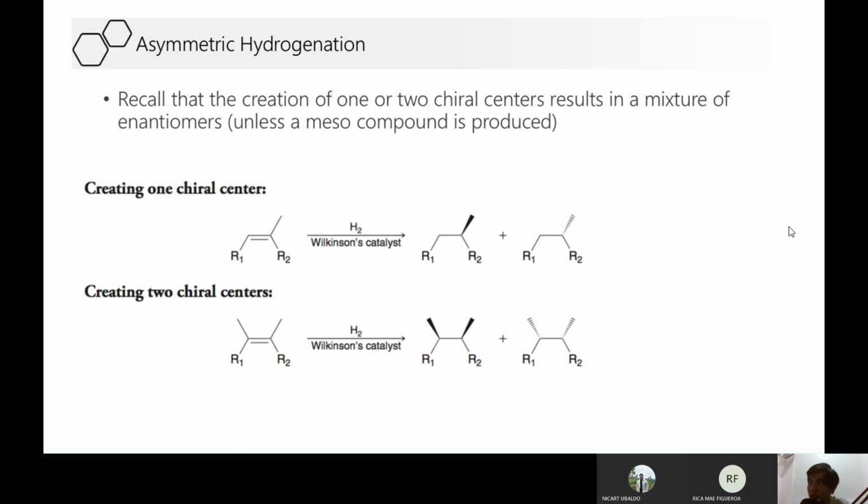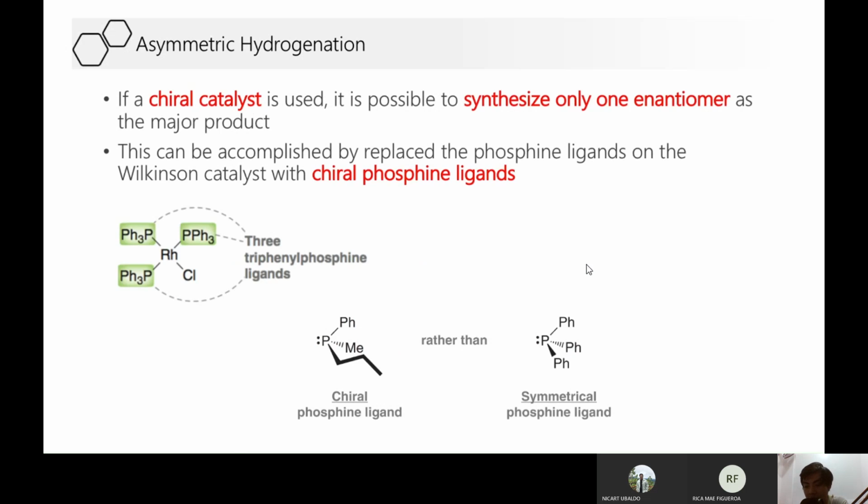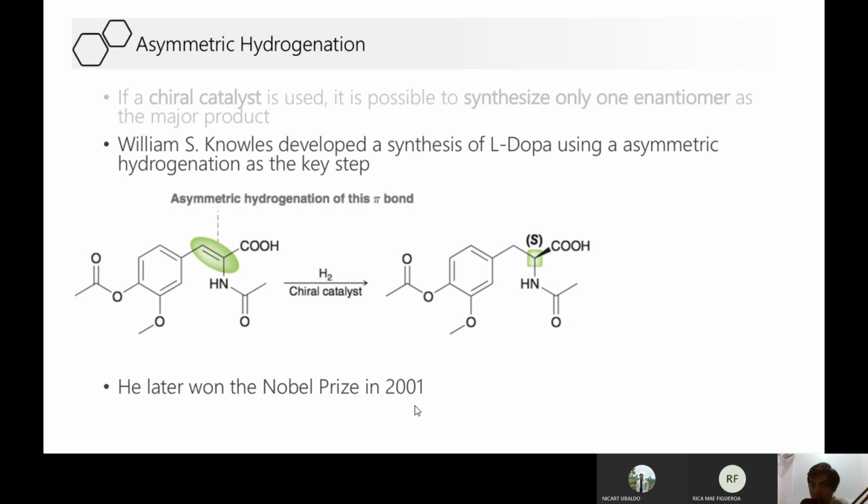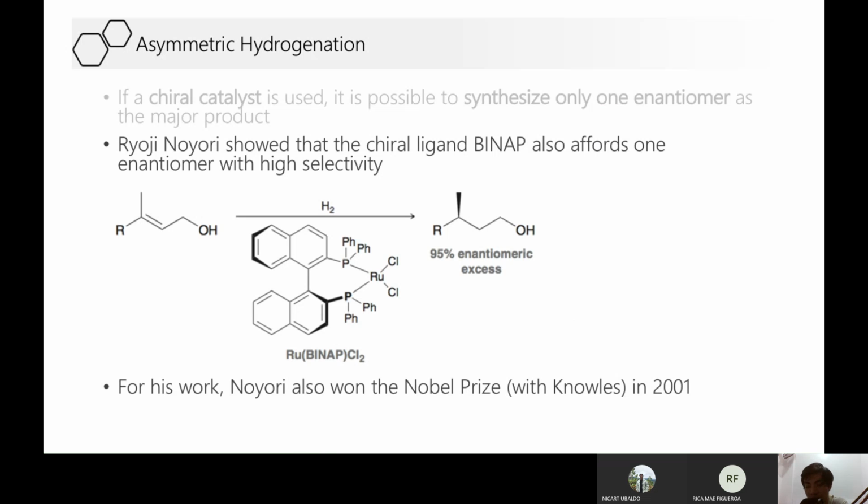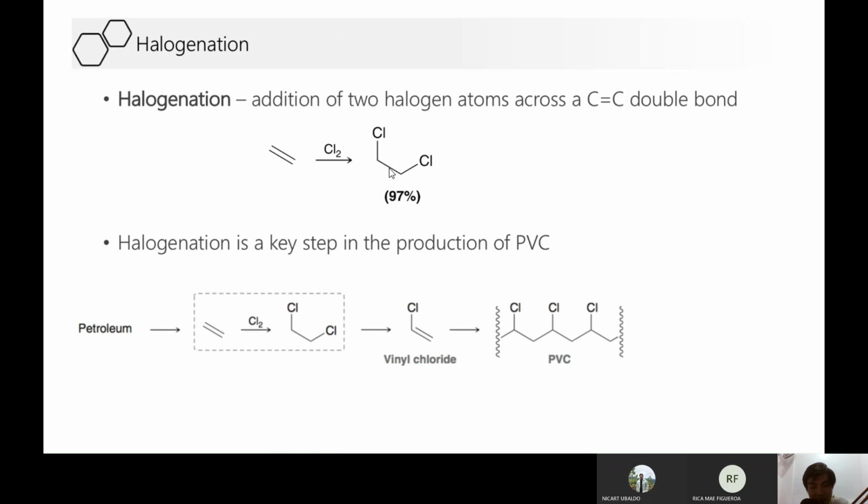Okay? Ito naman, asymmetric hydrogenation. Hindi naman to dinidiscuss masyado. Pero, medyo important siya sa science kasi bihira gawin to. Ayan, so may nanalo pa ng Nobel Prize dahil dyan. Okay? Next one. Proceed na tayo with the next lesson na. Okay?